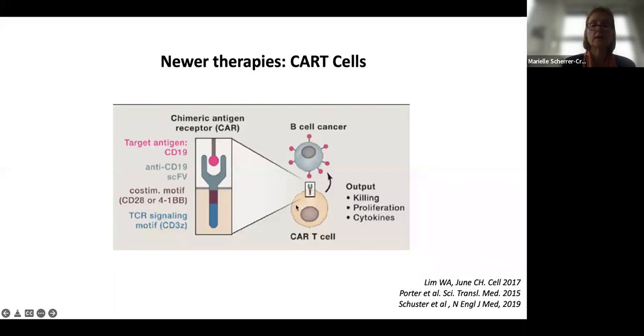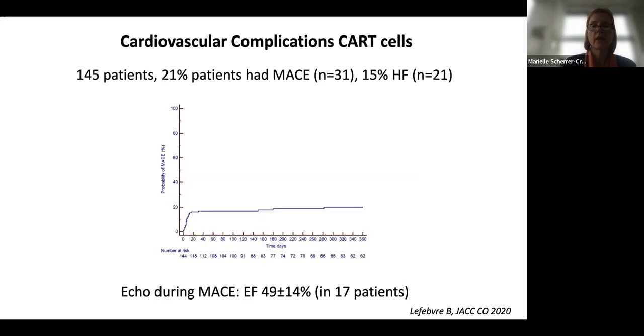The CAR T cells are the chimeric antigen receptor cells, and they're basically lymphocytes that are targeted to attack cancers that are linked to B cells. And so they've been used in acute lymphoblastic leukemia, and they've been used now in lymphomas, and they're extremely efficient in some resistant leukemia and lymphomas. However, they can be linked to cardiovascular complications. There is not much work about this.